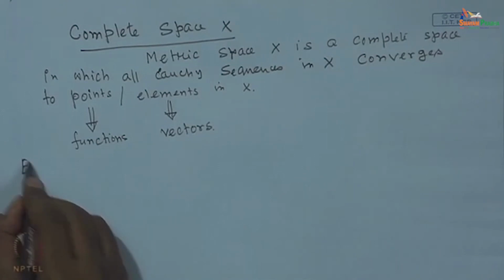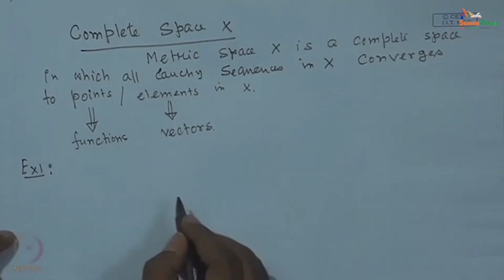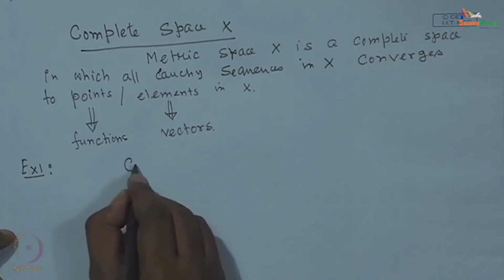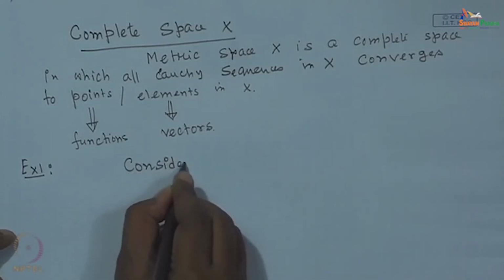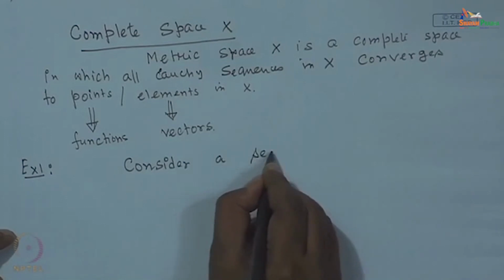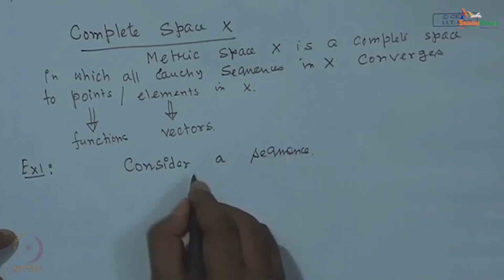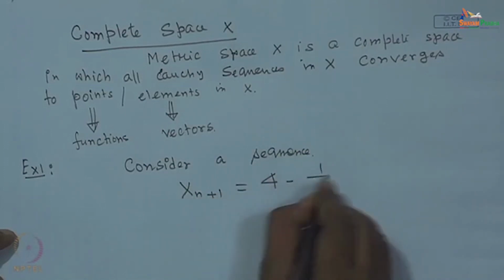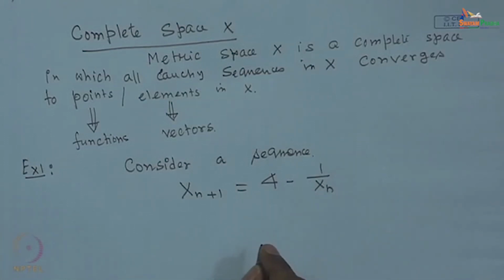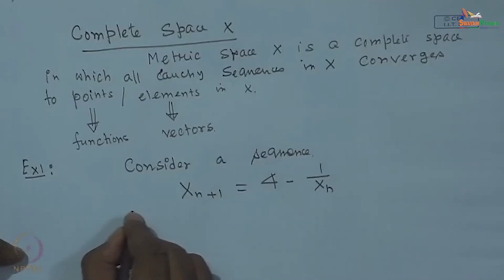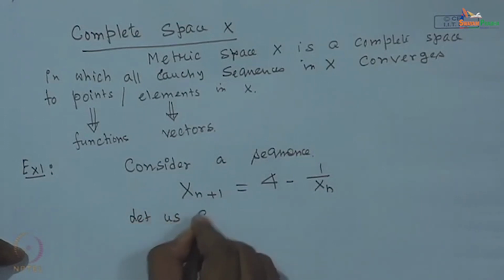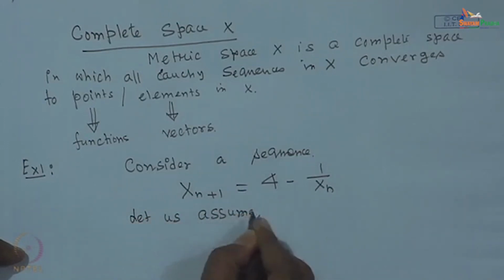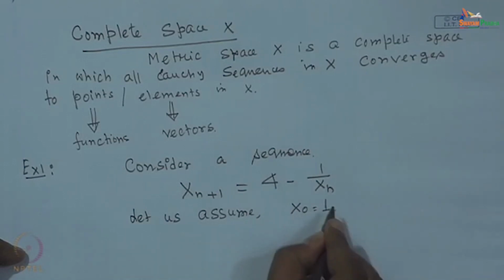Now, let us look into an example. In this example, we consider a sequence x_{n+1} equal to 4 minus 1 over x_n. Suppose we have this sequence and let us try to generate it. To start with, let us assume x_0 is equal to 1.